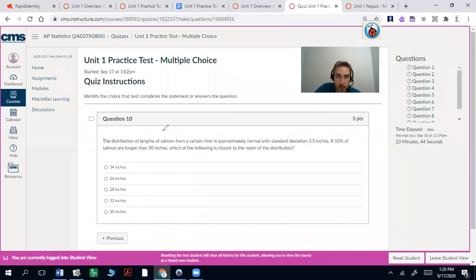The distribution of lengths of salmon from a certain river is approximately normal with a standard deviation of 3.5. If 10% of salmon are longer than 30 inches, which of the following is closest to the mean of the distribution?